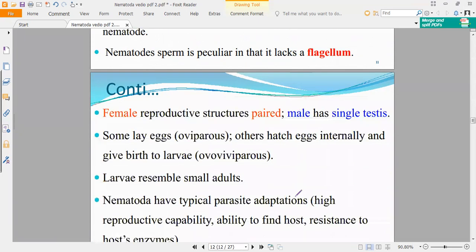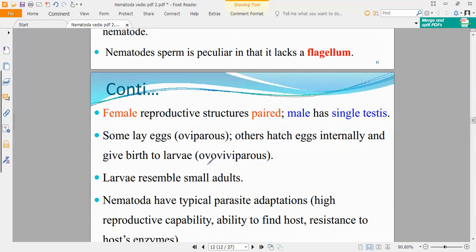meaning no flagellum. The other thing, females have paired reproductive organs, and males have a single testis. Some lay eggs. If they lay eggs, they are known as oviparous. Others hatch eggs internally and give birth to larvae. They are known as ovoviviparous. In the case of viviparous, as in mammals, and this one is oviparous if they lay eggs, and if they hatch eggs internally and give birth to larvae, it is known as ovoviviparous.